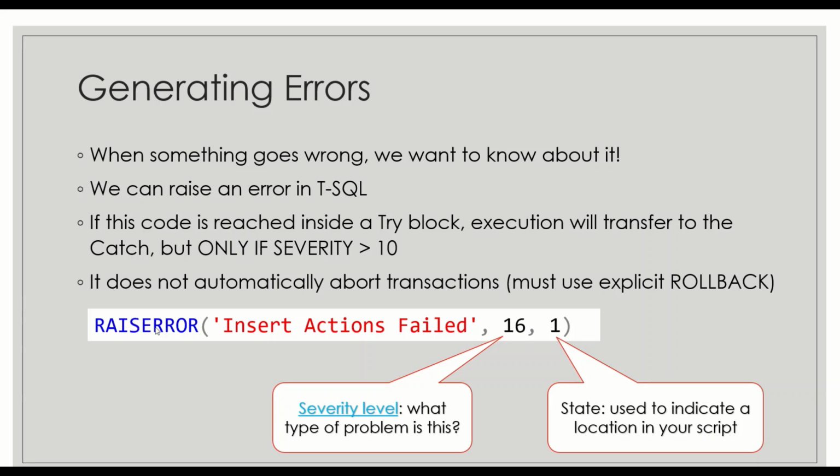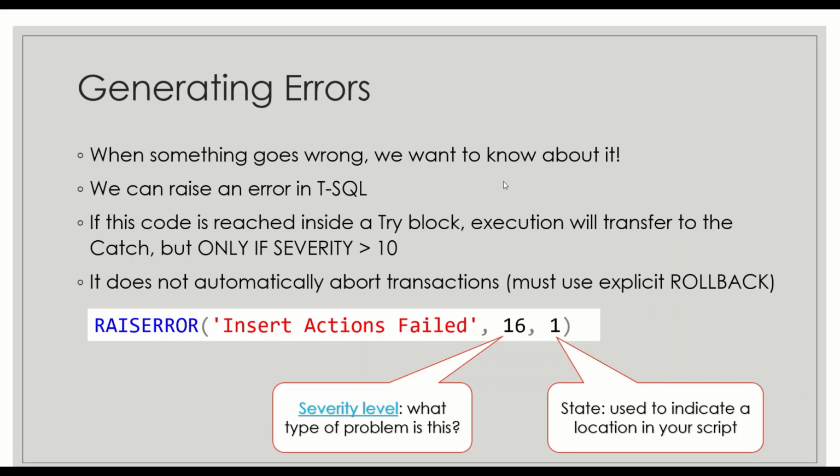One thing to notice about using raise error is that it does not automatically abort transactions. Even if you've turned on the transact abort statement, it still does not cause the transaction to stop and roll back automatically. So if you're using raise error and you want to be able to roll back the current transaction, you need to combine it with a try catch block, and the catch block must use explicit rollback. You can take a look at the previous video if you need a quick refresher on how to use try catch and to roll back the transaction.